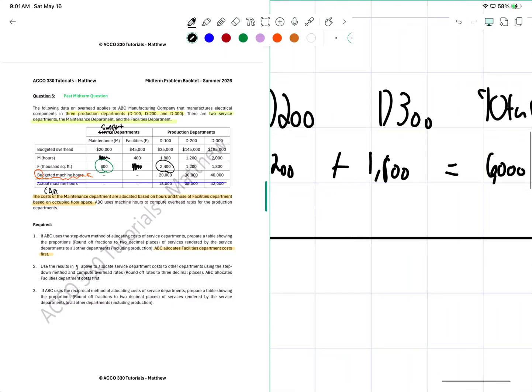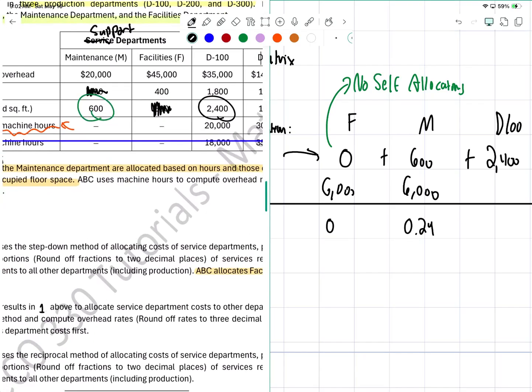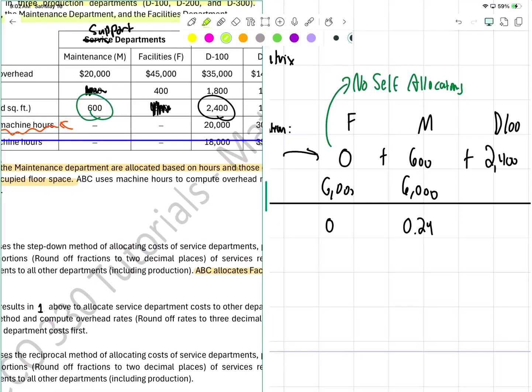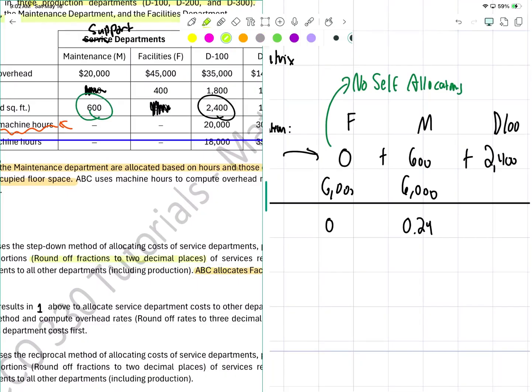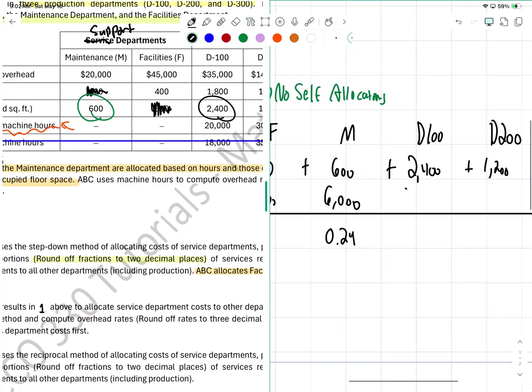Okay, and just so you guys know, now you're basically going to divide everything by 6,000. So 0 divided by 6,000 is 0. 600 divided by 6,000, so your proportion is going to be 0.24. Okay, and guys, remember, whenever they tell you how much to round to in these questions, you have to follow that. So if you round to 2 decimals, you'll get 0.24. Then we have 0, we divide by 6,000 here. 2,400 divided by 6,000. That gives you, let's see here.